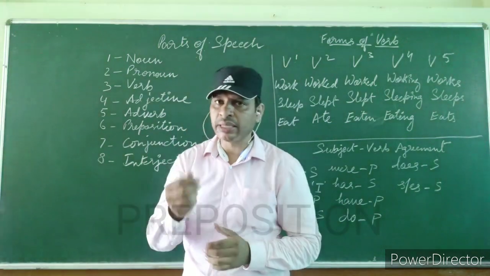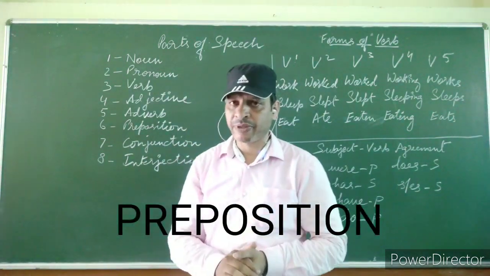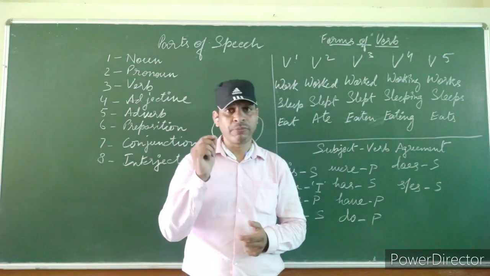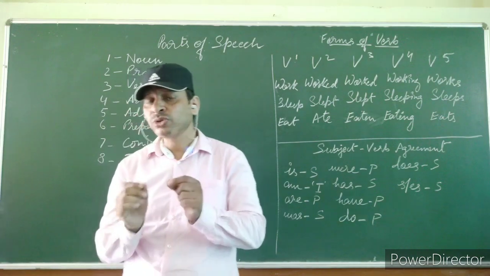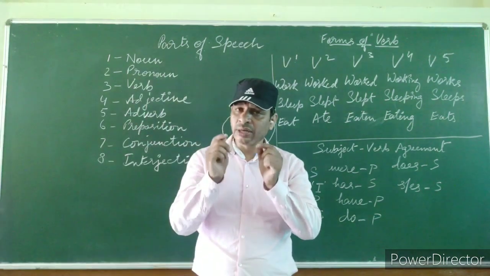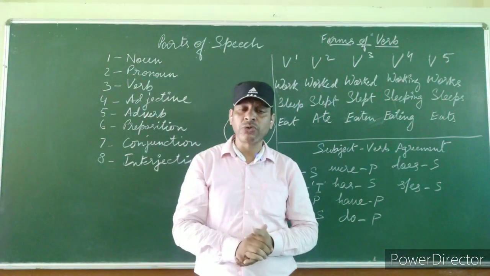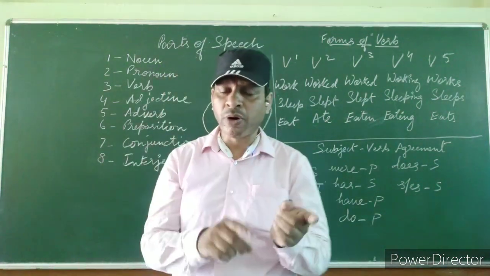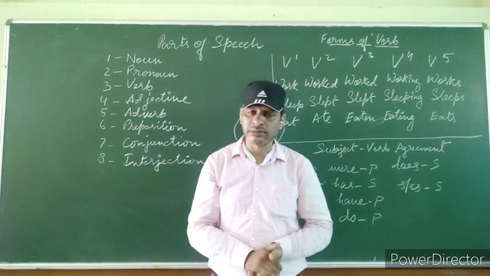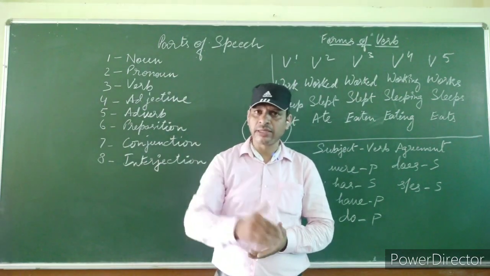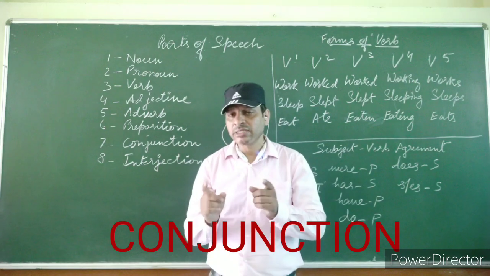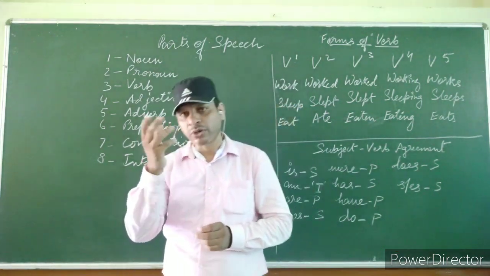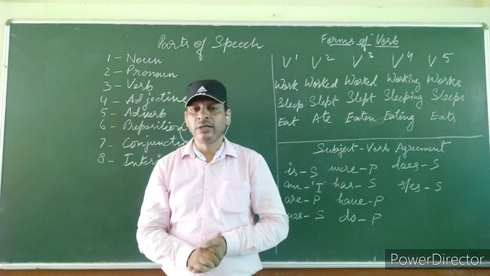Now next in the list is preposition. Preposition is a word that is placed before a noun or a pronoun, and it is used to show direction, location or time or to introduce an object. Example, on, upon, under, over, etc. Now the next in the list is conjunctions. Conjunctions are the joining words, for example, or, because, etc.